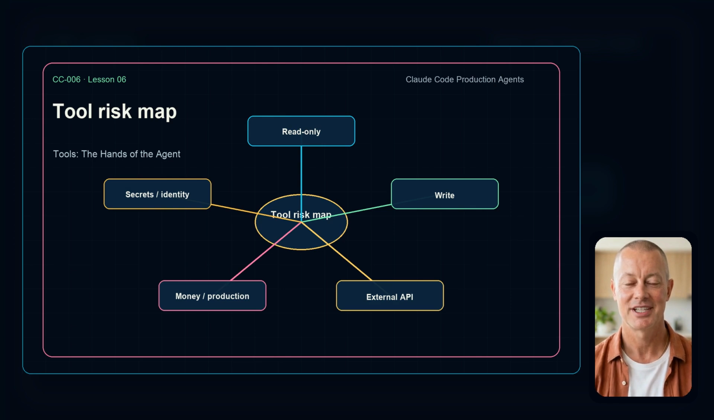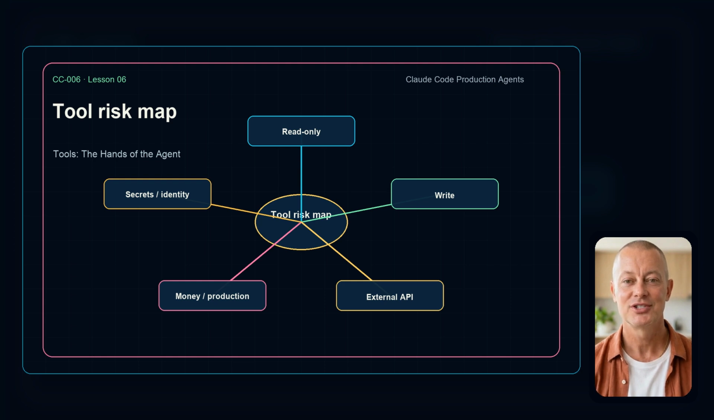There is a map for tool risk. Read-only tools usually have lower blast radius. Write tools change state. External API tools cross a system boundary. Money, deployment, customer data, secrets, and identity tools need the strongest controls. The same agent can be safe with one tool and dangerous with another.